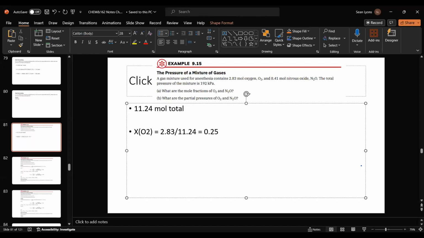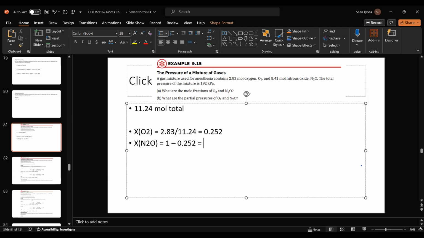And also note, it's always got to be between 0 and 1. If it was less than 0, that means we would have negative moles, which we can't have. And if it was greater than 1, that means we'd have more moles of that substance than we have moles total, which is just impossible. So for this one, we'll have 0.252, which means for the nitrous oxide, we could go through and plug it in. We could do 8.41 divided by 11.24, or what we could do is 0.252 and subtract that from 1.